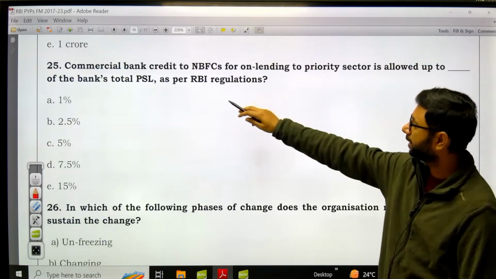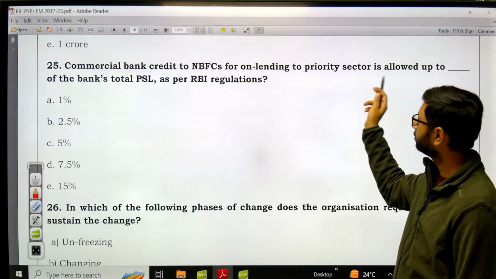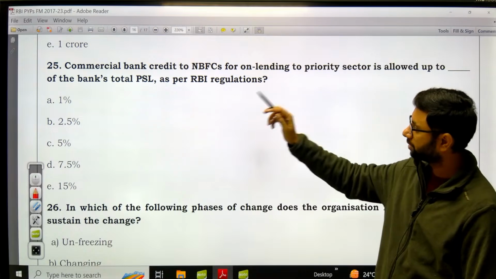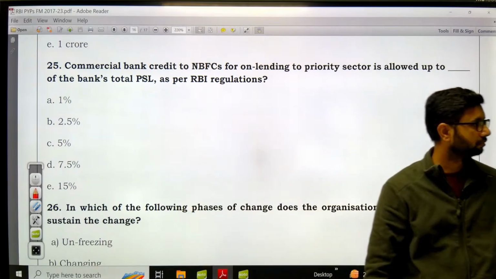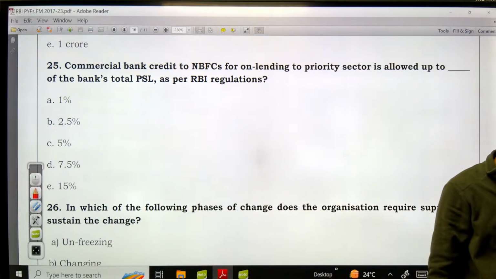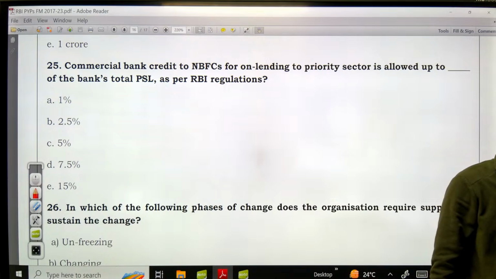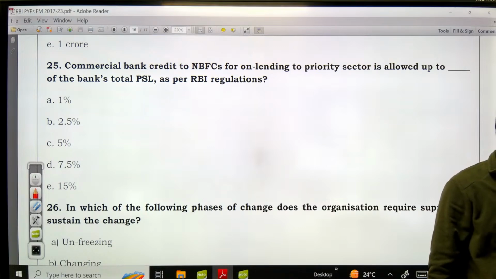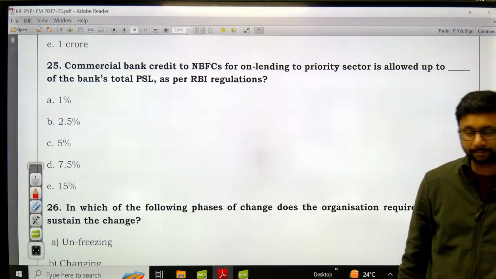Commercial bank credit to NBFCs for on-lending to priority sector is allowed up to what percentage of bank's total PSL? Everyone. Yes, correct. 5%.